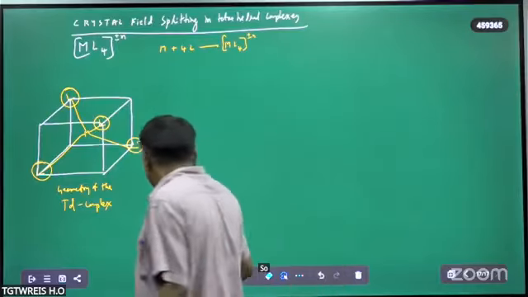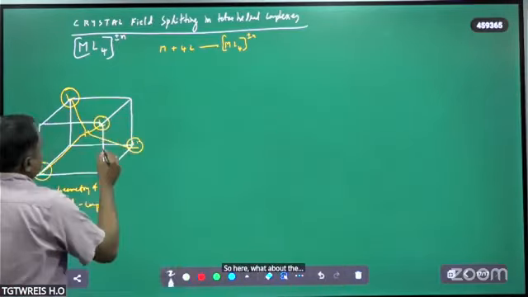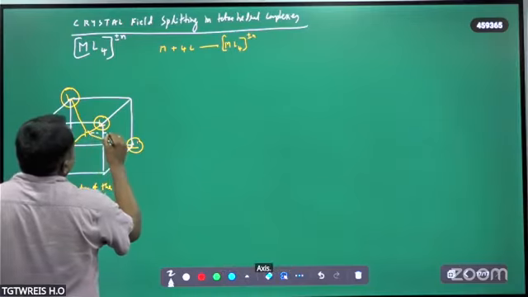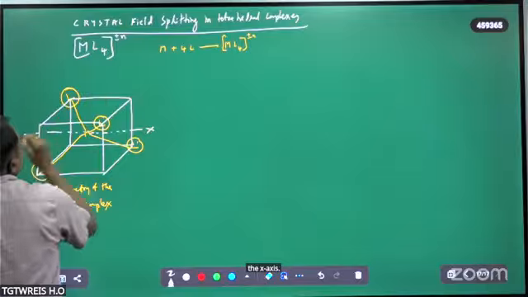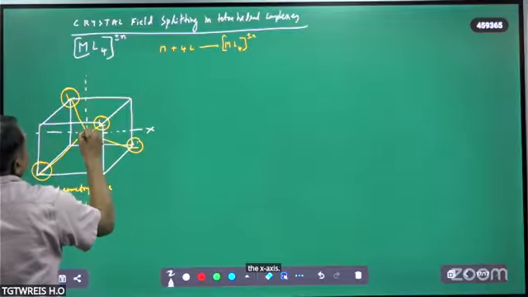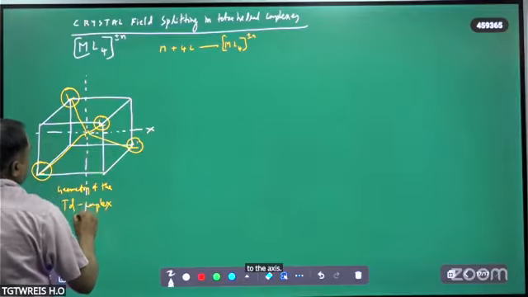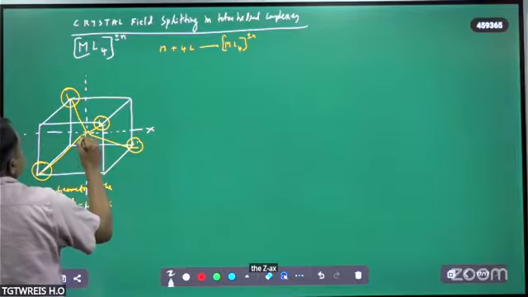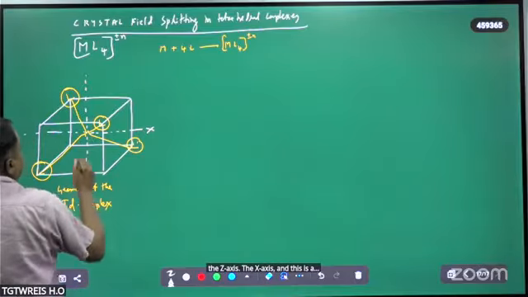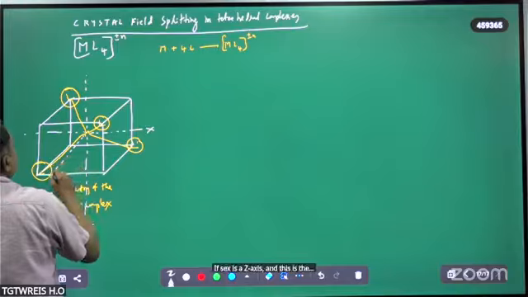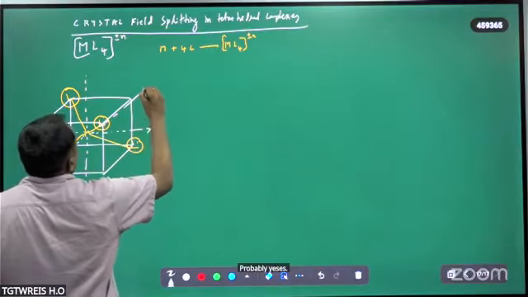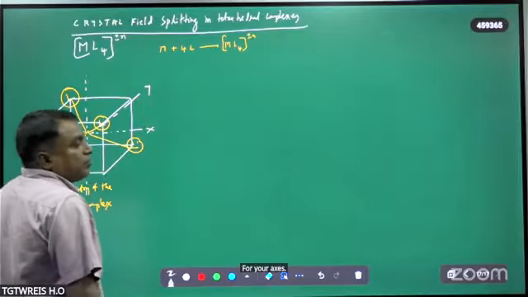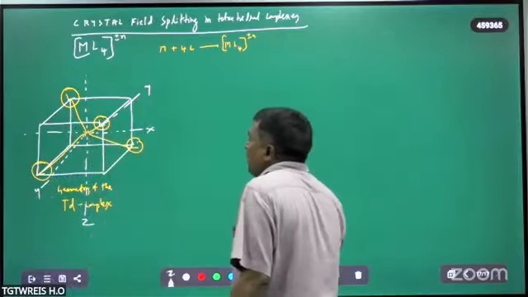So here, what about the axis? This is the x-axis. This is the z-axis. And this is the y-axis. So x, y, z axis now.